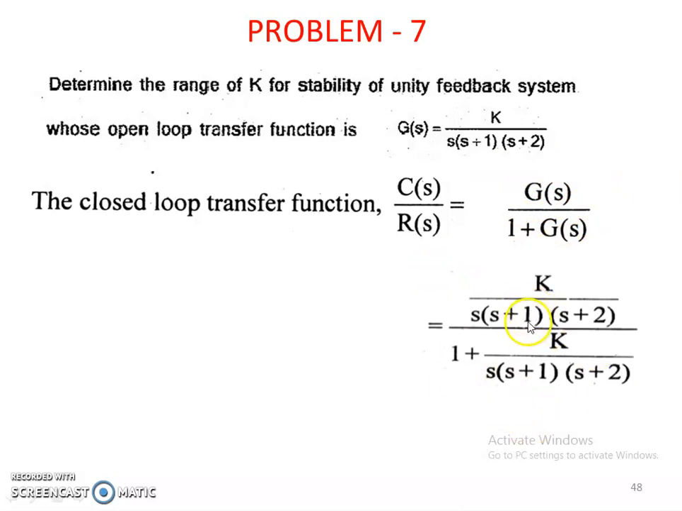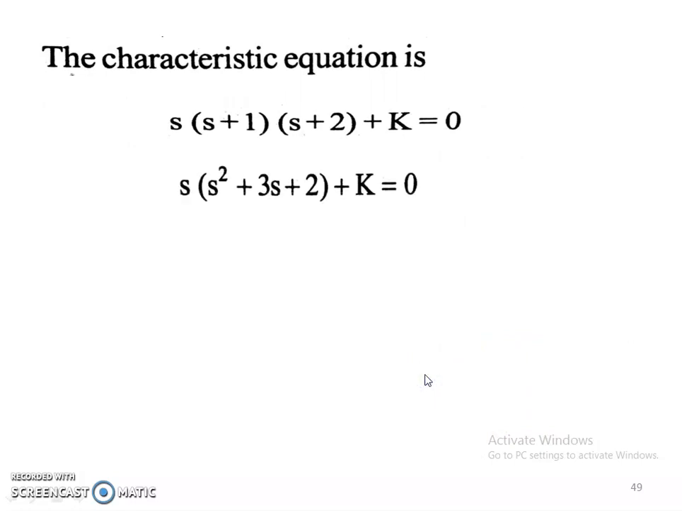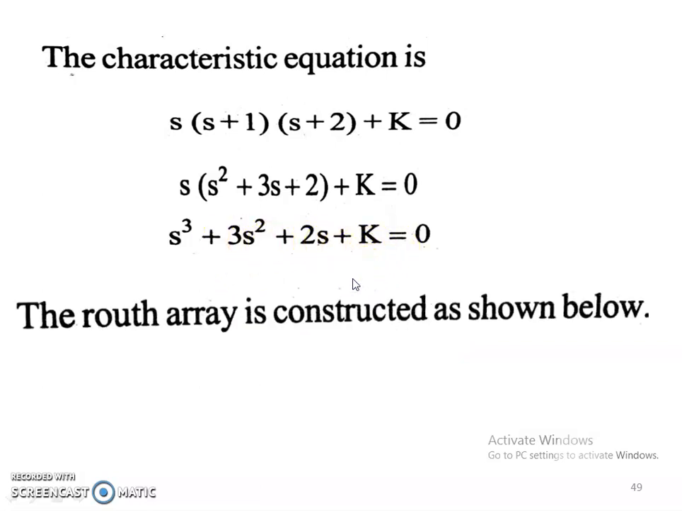We have substituted the value of g of s and found the closed loop transfer function. From that, we have taken the characteristic equation. Here the characteristic equation is s into s square plus 3s plus 2 plus k, so it is s cube plus 3s square plus 2s plus k is equal to 0. Now we are going to construct the Routh array.